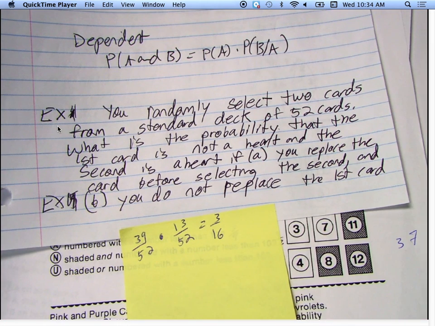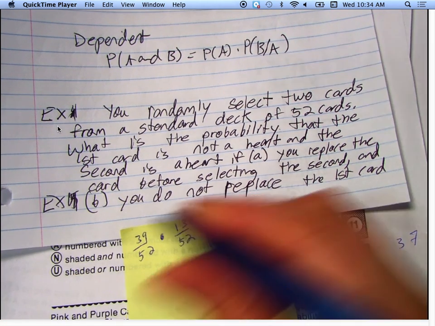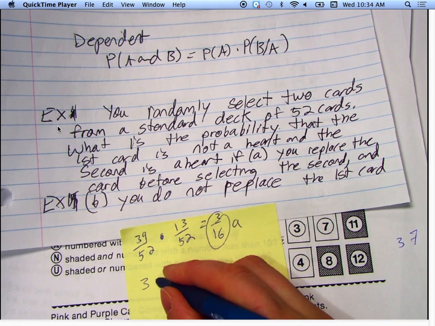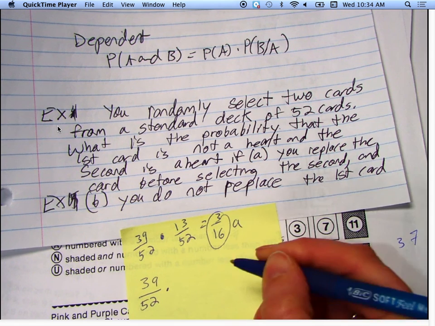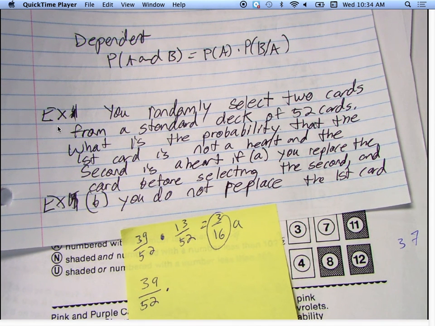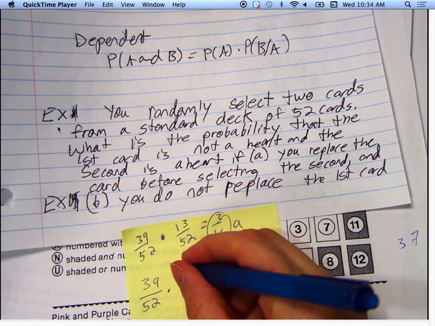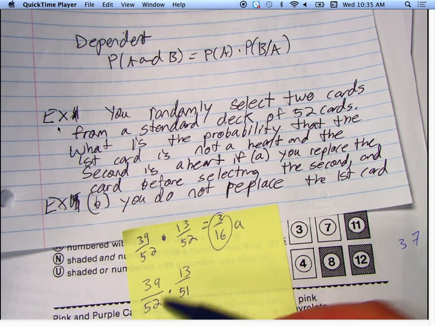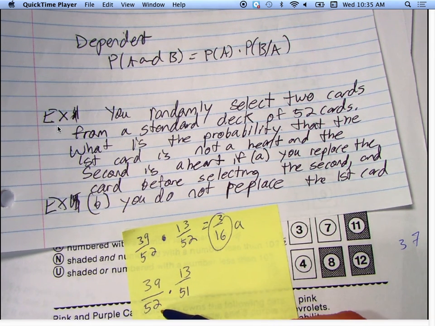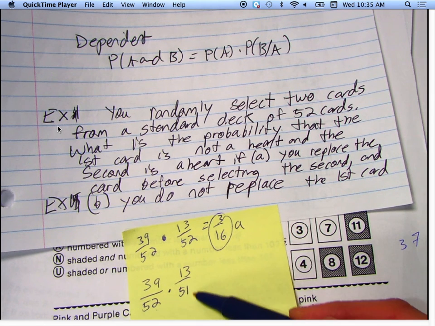Okay, that's for A. Now for B, I still set it up as 39 out of 52, correct? But then my next one is going to be 13 out of 51. So the only thing that changed is I kept this card, so the total number changed.